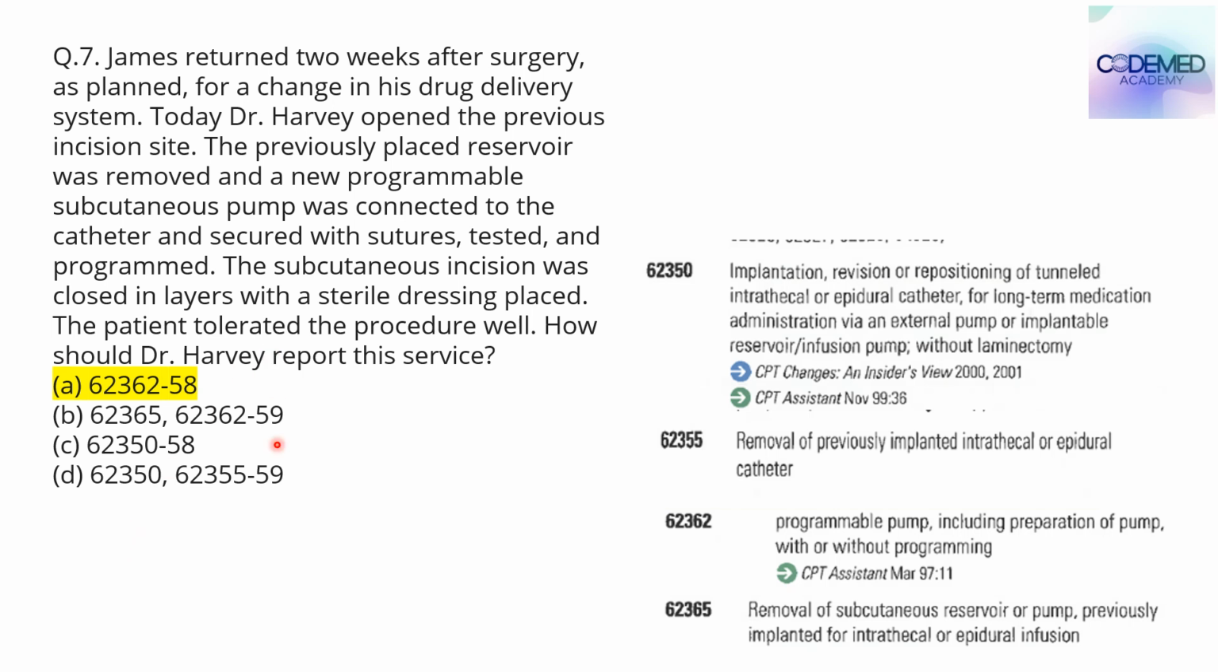So yes, A is the correct answer because if you see D, it talks about implantation of the external pump and the removal of the previously implanted catheter. That didn't happen. 62350 talks about the implantation and revision or repositioning of the tunneled catheter, but it is a pump that they have used in our case, they haven't talked about the external pump. And if you see 62362, it talks about the replacement of the device. That happened because they took out the old one, the previously placed reservoir was removed and a new one was given. So it is a replacement of the programmable pump that has happened. So we will go with 62362 and the 58 modifier.